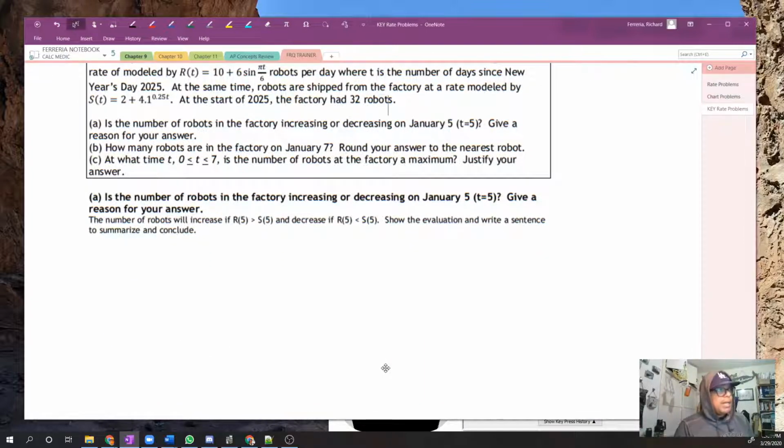So is the number of robots increasing or decreasing? How can I tell? Well, if the in rate is bigger than the out rate, then yeah, the number of robots is going to increase. The reverse of that is if the out rate is bigger than the in rate, then the number of robots is going to decrease. All that makes sense? Look at the calculator now.